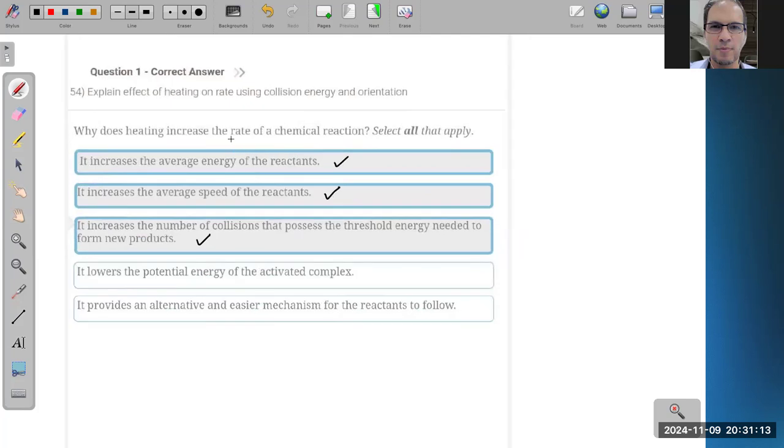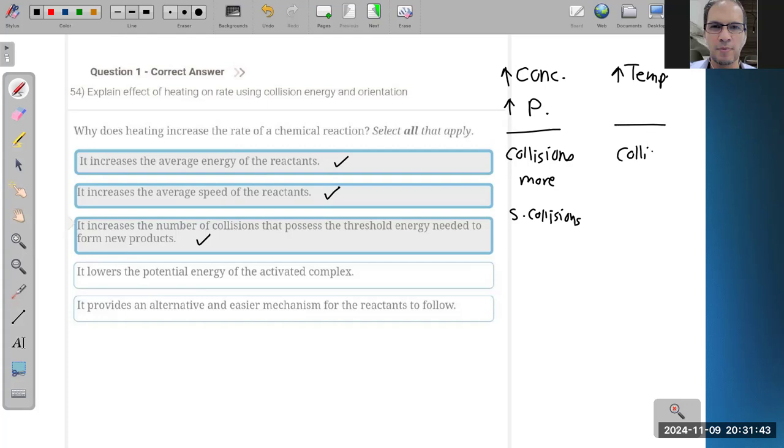Please focus on this too much. If he is asking about the effect of increasing the concentration or the effect of increasing the pressure, then you are going to talk only about the collisions. So the collisions will be more, and the successful collisions between particles are going to be more. But if he asks about the increase or decrease in temperature, then you have to mention two things: the collisions plus the energy, or the kinetic energy.